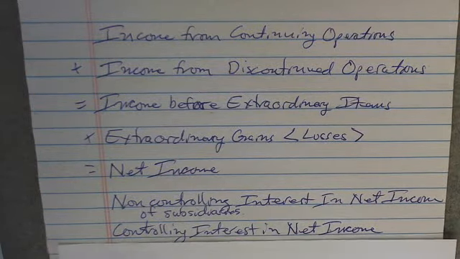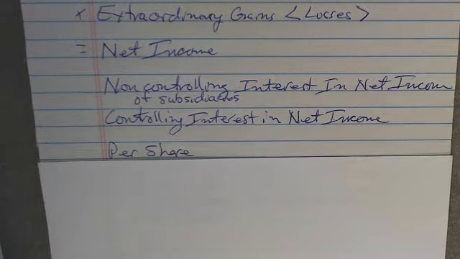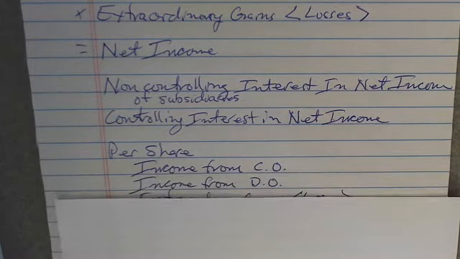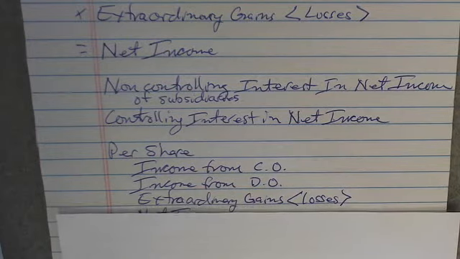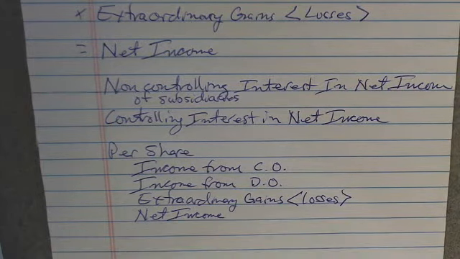Then we're also required to report earnings per share. So at the end of the income statement, after reporting net income, we report per share. And it's not just net income per share, we have to report it for each of the segments or sections we reported: income from continuing operations, income from discontinued operations, extraordinary gains and losses, and net income. So that is the income statement in all of its sections. They have to come in that order.